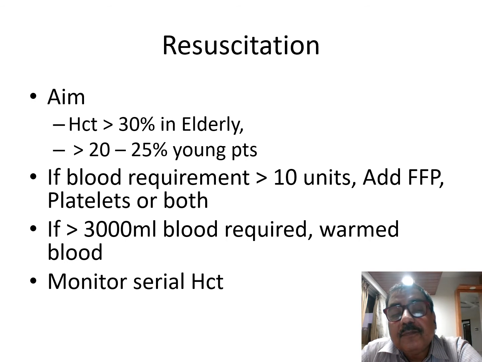So, what is the aim of resuscitation? In the elderly, at least 30% hematocrit is to be achieved, and at least 20 to 25% in young individuals. If the blood requirement is more than 10 units, then fresh frozen plasma and platelets have to be added. If it is more than 12, fresh frozen plasma and platelets both are required.